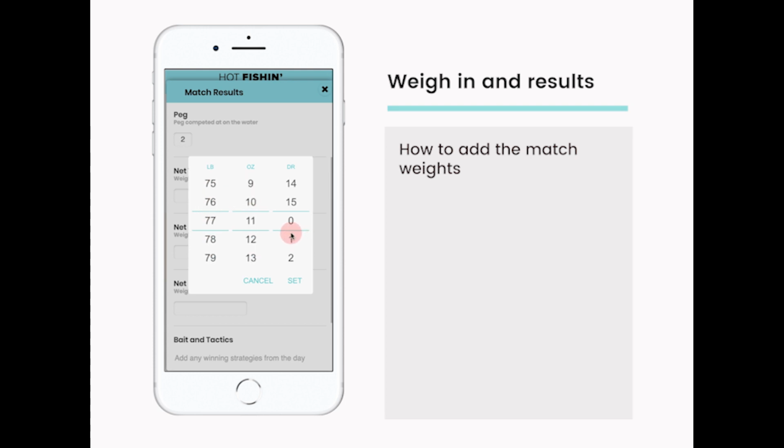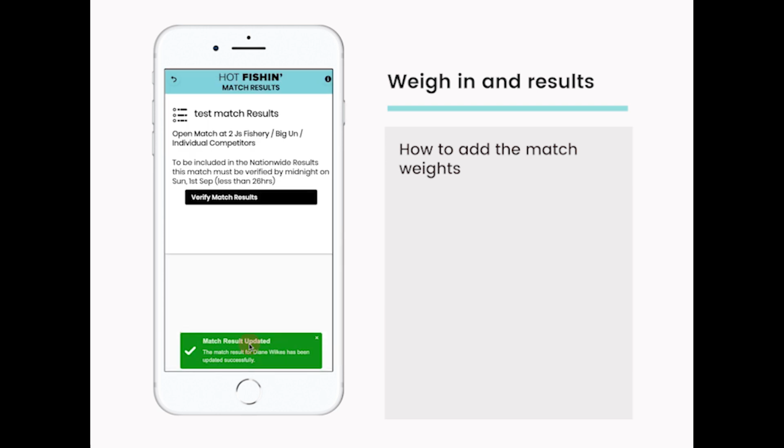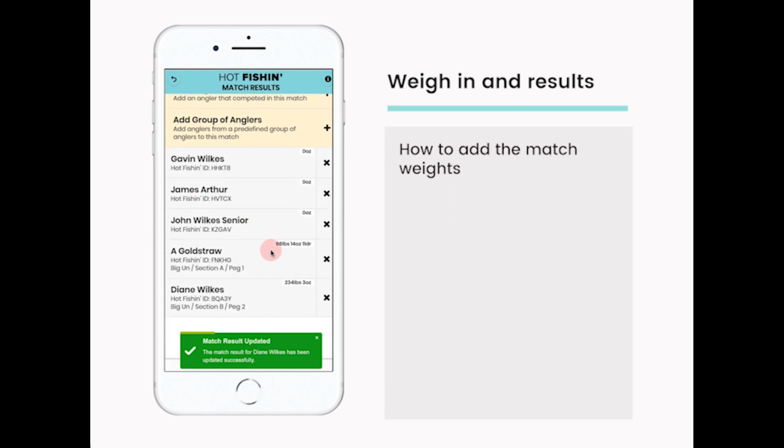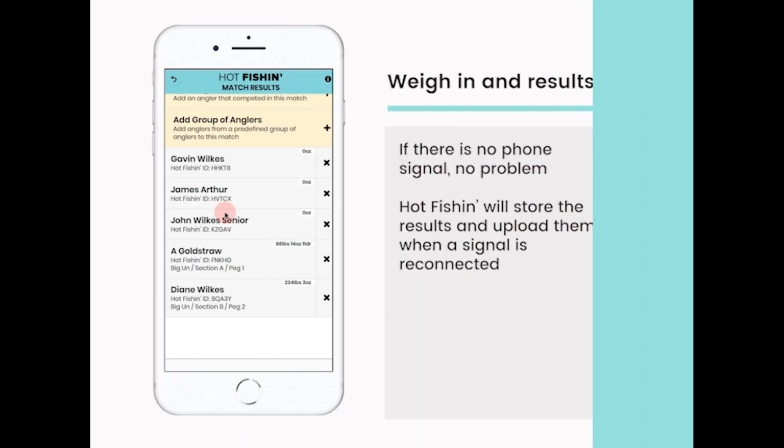Let's say this person had a wonderful day's fishing. And click save. And it's added all those weights together. You now do this and go through every single angler. If there's no signal, that's no problem. The results will be stored in the app until you have one, and then they will upload straight away, and then people can see the results.